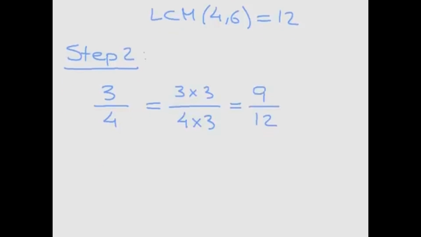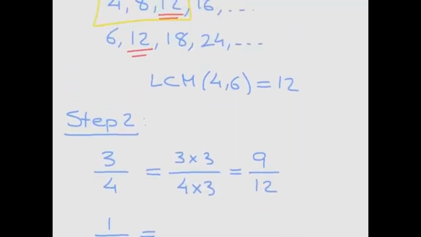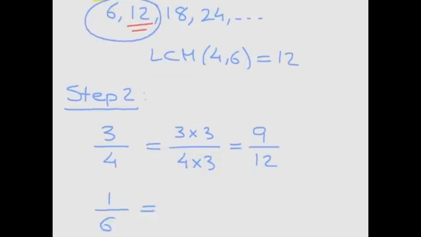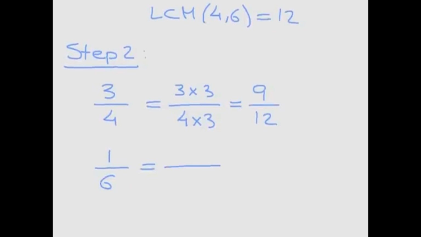In a similar way, we have to express 1 over 6 as a fraction over 12. And looking back at our list that we found in step 1, we can see that 12 is the second multiple of 6. This means that to get from 6 to 12, we simply have to multiply 6 by 2. And again, because I'm multiplying the denominator by 2, I have to multiply the numerator by 2 as well. And so 1 over 6 is equal to 2 over 12.